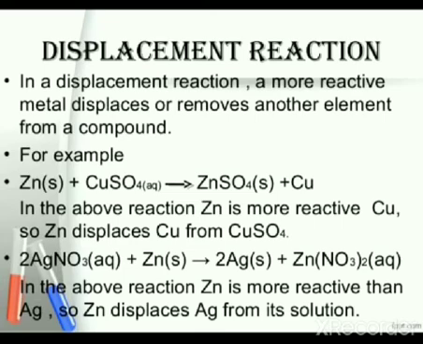Now another example, when zinc is added to silver nitrate solution, here the added metal is zinc and it is more reactive than silver, which is present in silver nitrate solution. So when zinc is added to silver nitrate solution, zinc being more reactive than silver, it will displace silver from silver nitrate solution. So we get the products as zinc nitrate and silver.